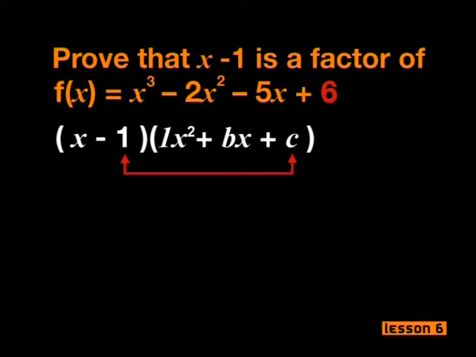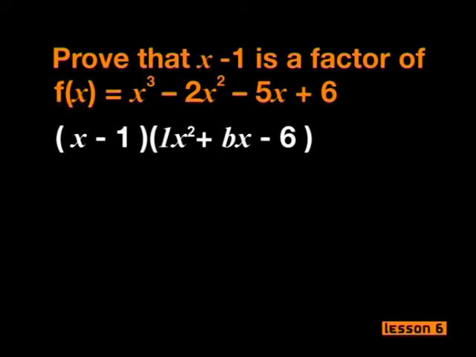Using this method, I can see that minus 1 must be multiplied by minus 6 to give me the positive 6 in the original expression. So c must be equal to minus 6. All we need to do now is find the value of b, which is only a little bit more difficult.